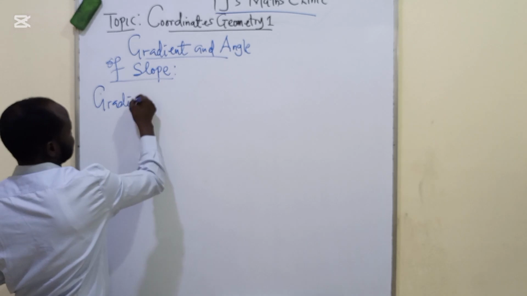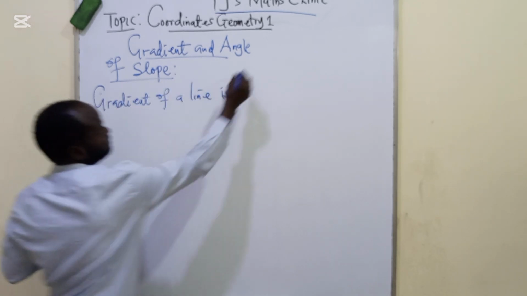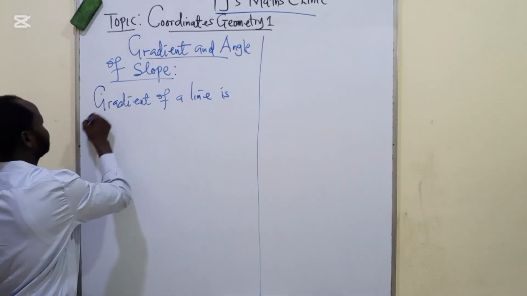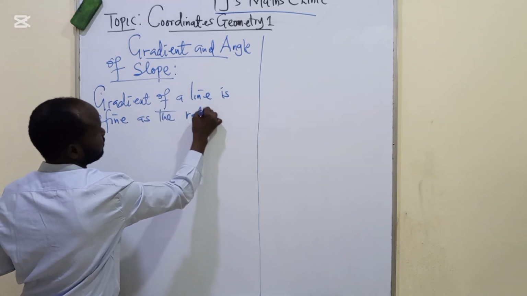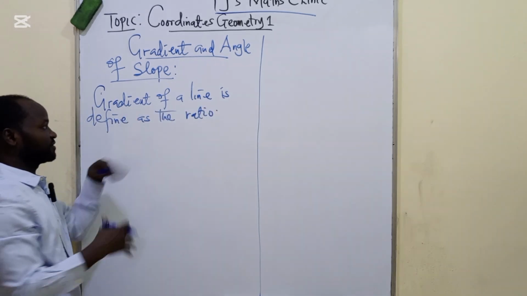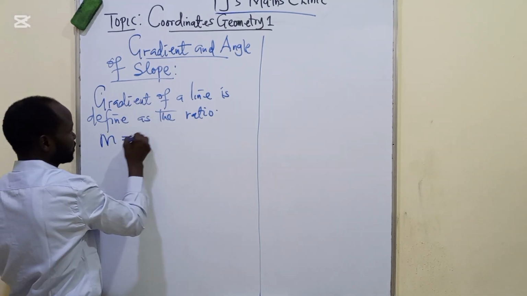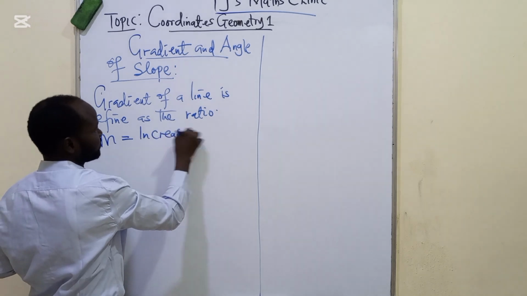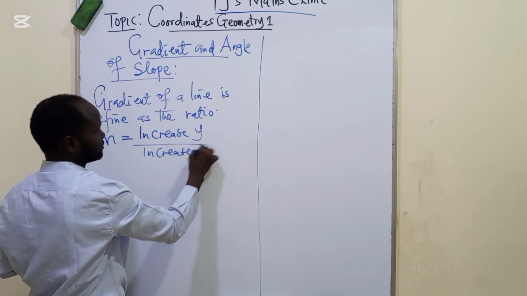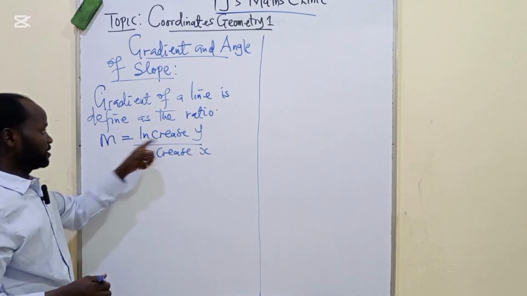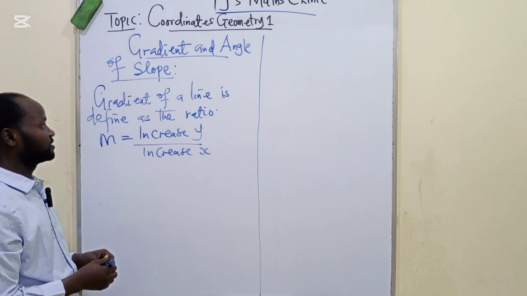The gradient of a line is defined as the ratio. When we take a ratio of a line, what we have is the gradient. Let that gradient or the slope be m. It will be increase in y divided by increase along the x-axis. Increase along the y-axis divided by increase along the x-axis.